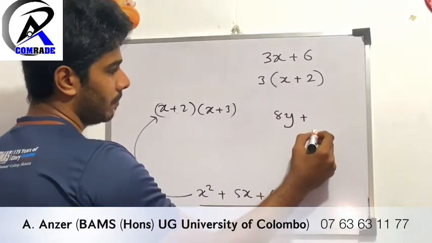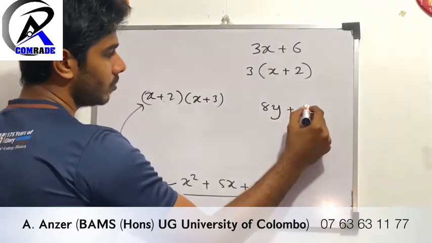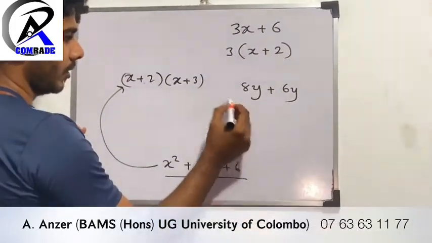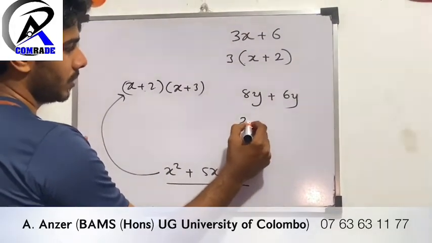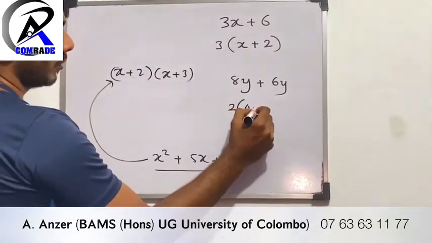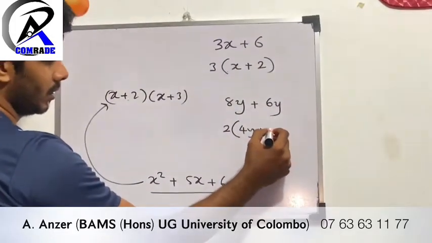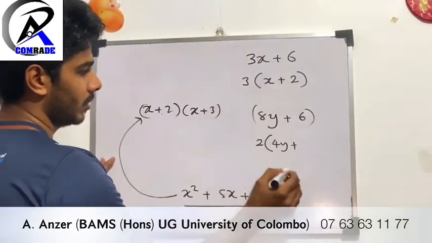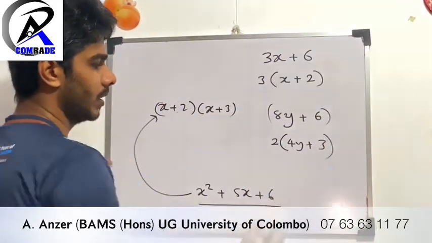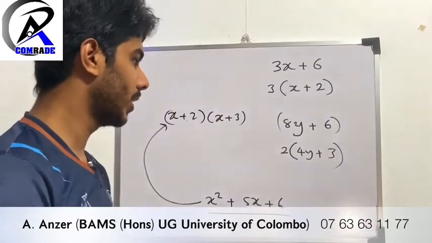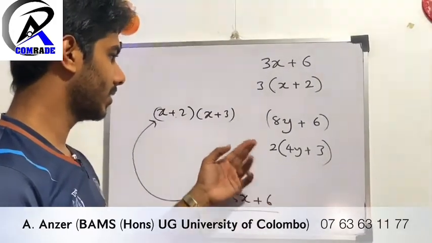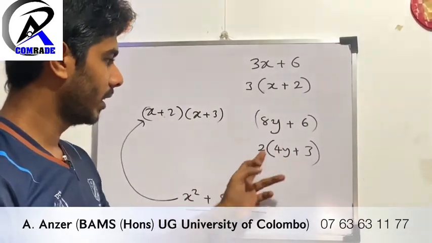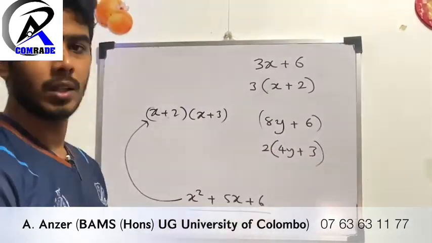Take 8y plus 6y, like that. Again, what are the common things? 2 is common, right? 2 times (4y plus 3), let's check it. 4y plus 3, so like this. Write both of these examples also. This is factorizing. See the commons. 2 by 4y is 8y, and plus 2 by 3 is 6.